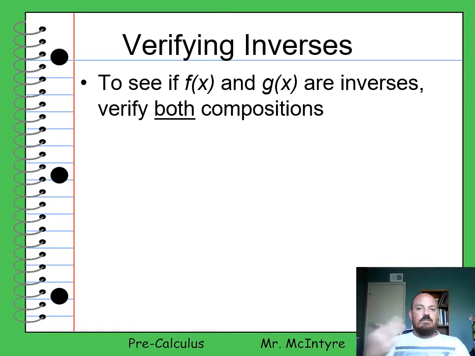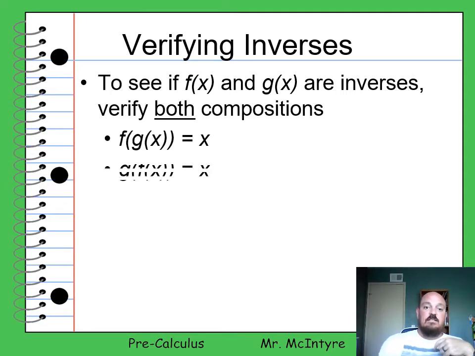So again, if I call the functions f of x and g of x, which I usually do, but again, we talked about yesterday that the letters can change. If I call the functions f of x and g of x, if I want to prove that they're inverses, I have to do both. I have to do f of g of x and show that the answer is just x, and I also have to do g of f of x. So I have to show both of these things here.